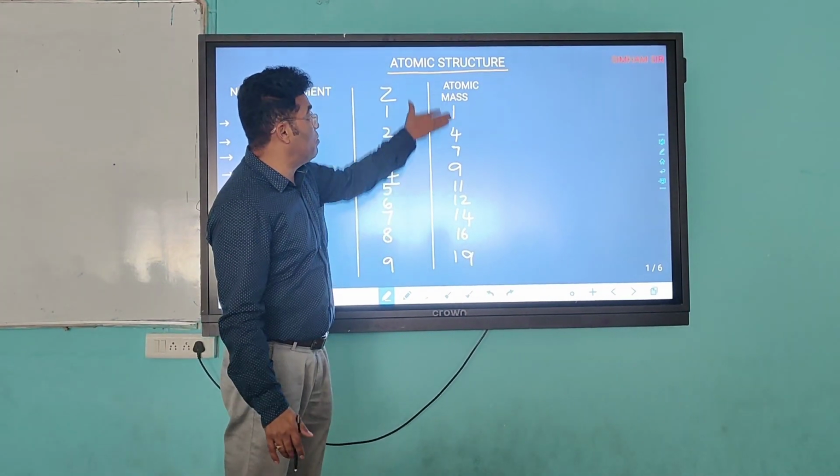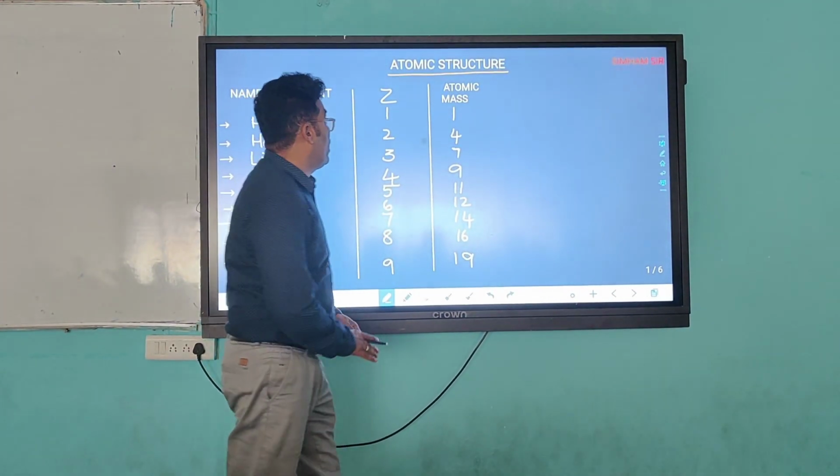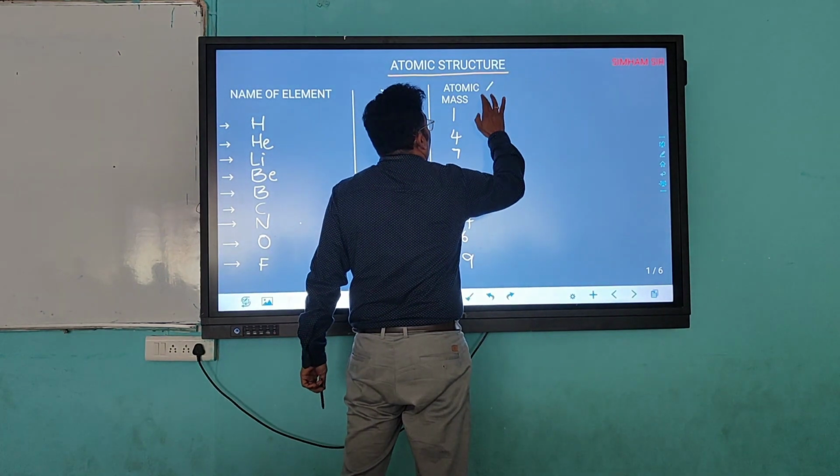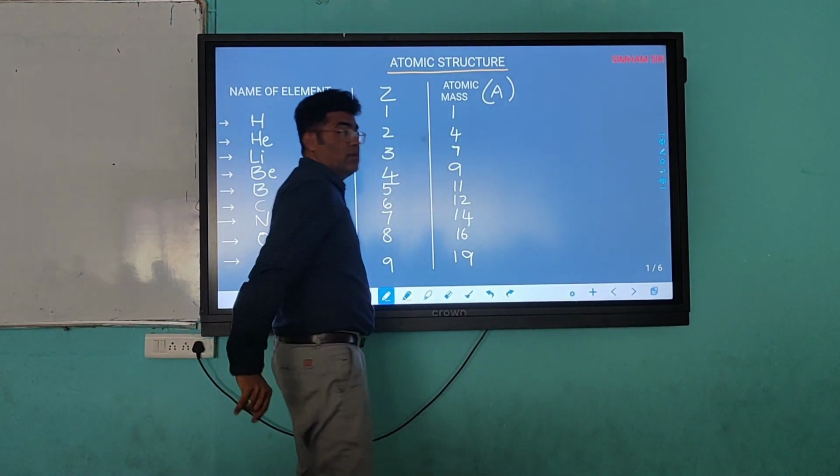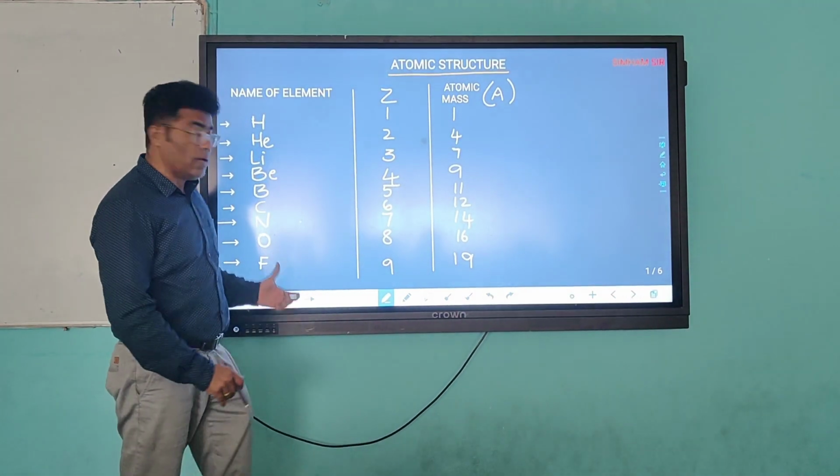Atomic number is denoted by Z, mass number is denoted by A.